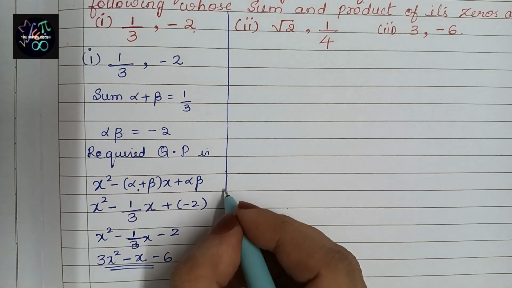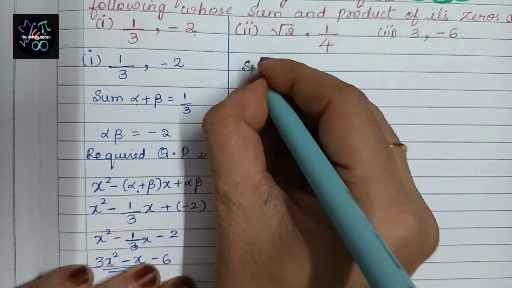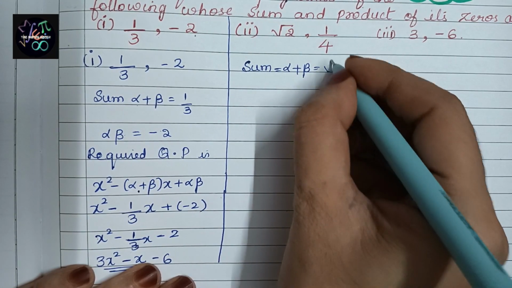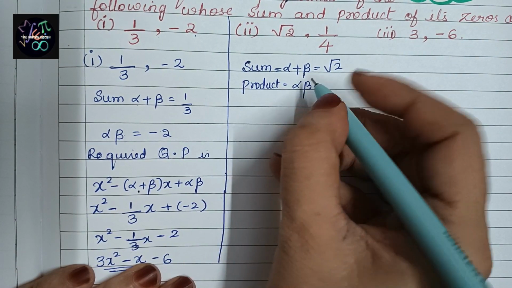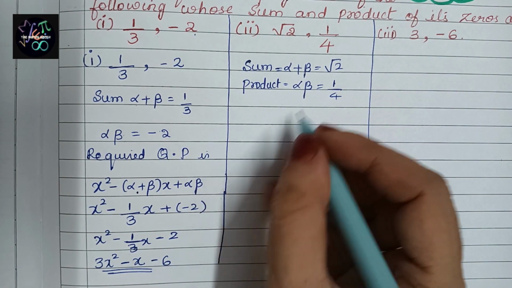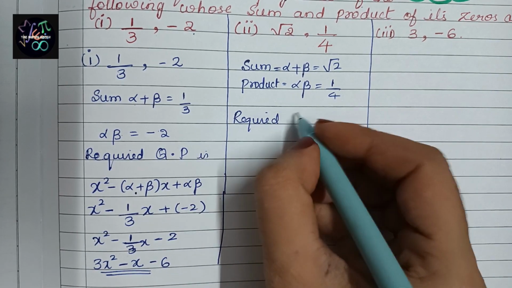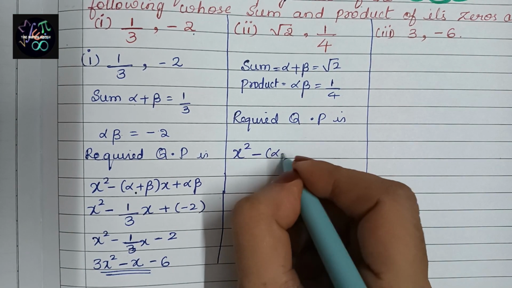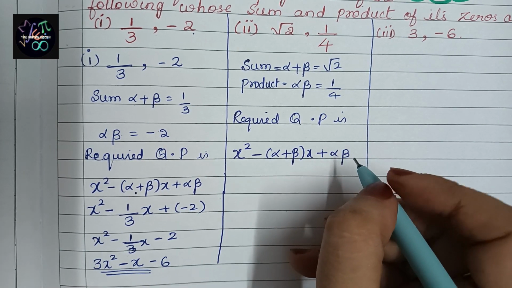Let us see the second question the same way. The sum, alpha plus beta, is root 2, and the product, alpha into beta, is 1 by 4. Let us solve now. Alpha into beta is 1 by 4. The required quadratic polynomial is the standard form: x square minus (alpha plus beta) x plus alpha beta. This is our standard form to find the quadratic polynomial.